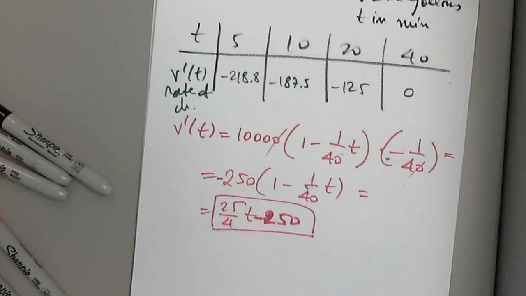Now, part B. At what time is the water flowing out the fastest? At what time is the water flowing out the fastest? What do you think? At time equals, anywhere between 0 and 40.